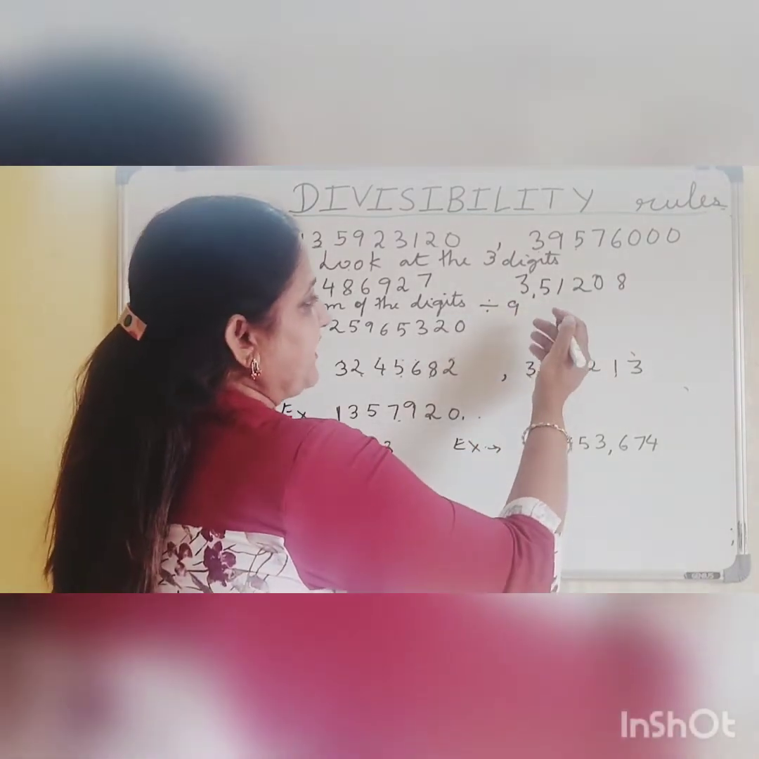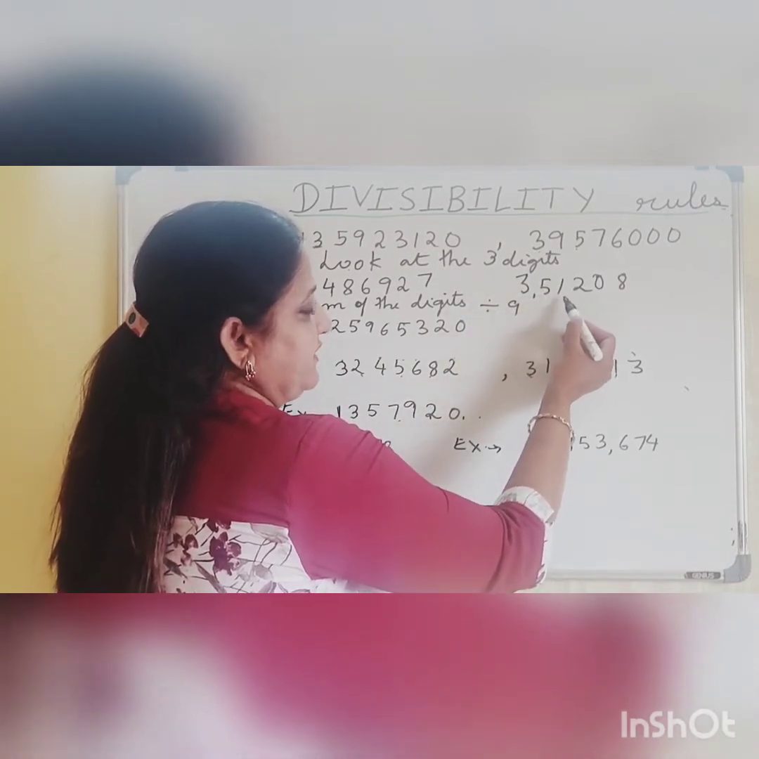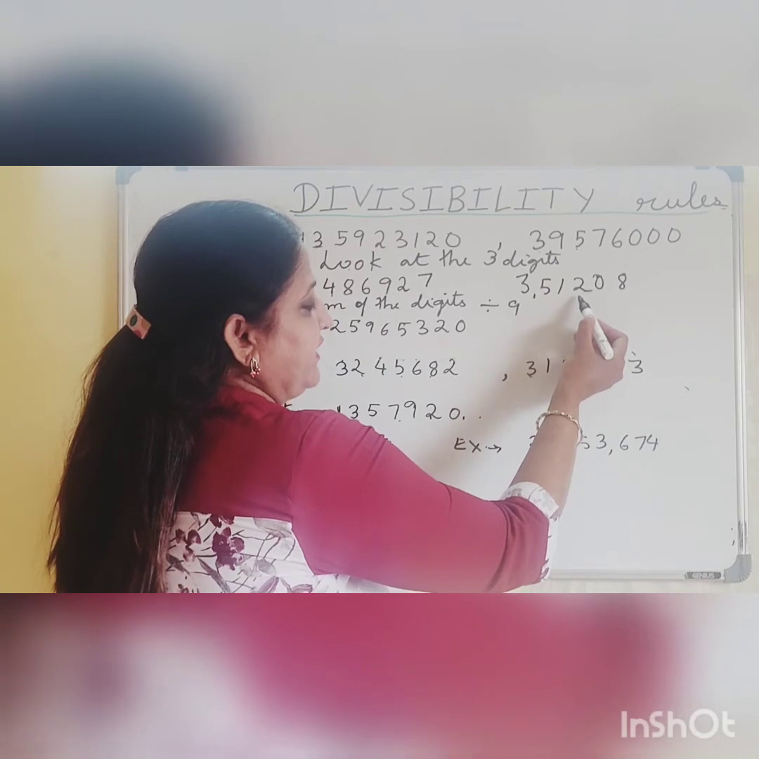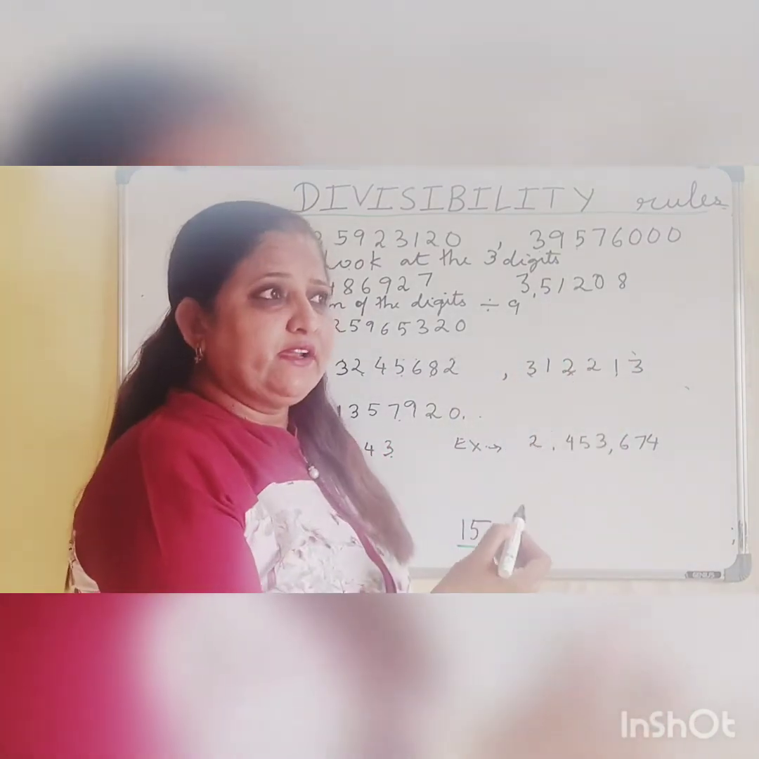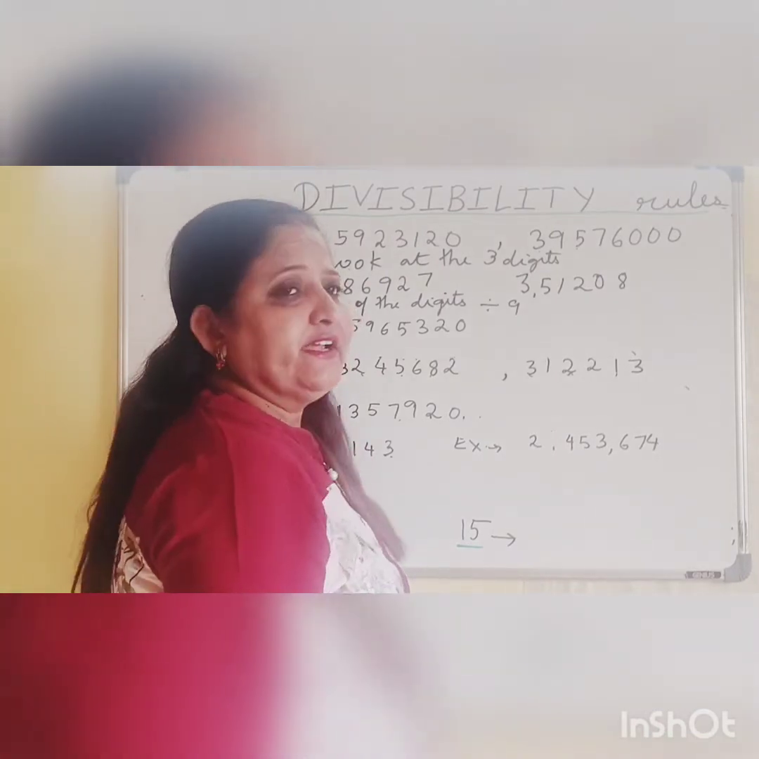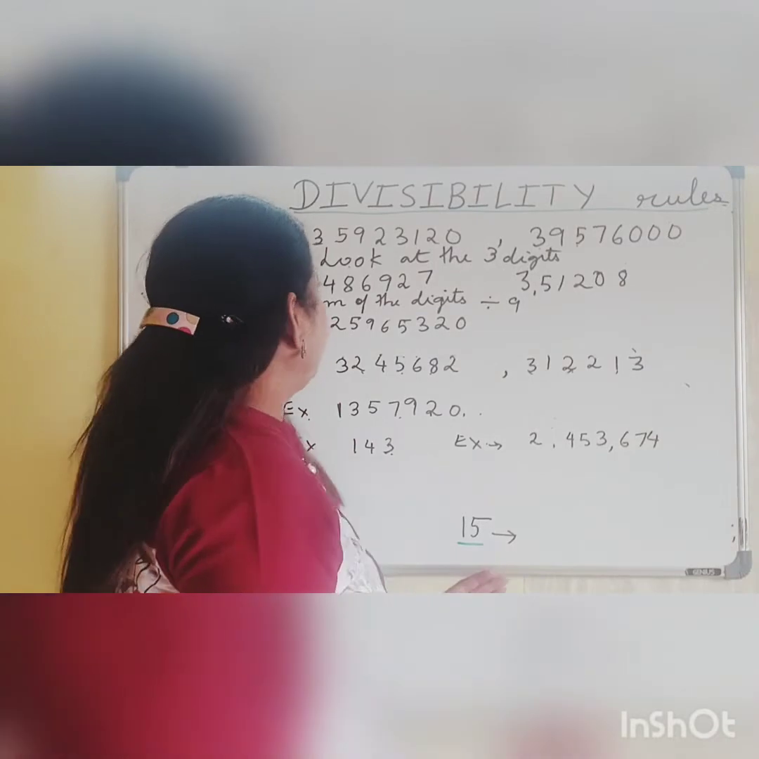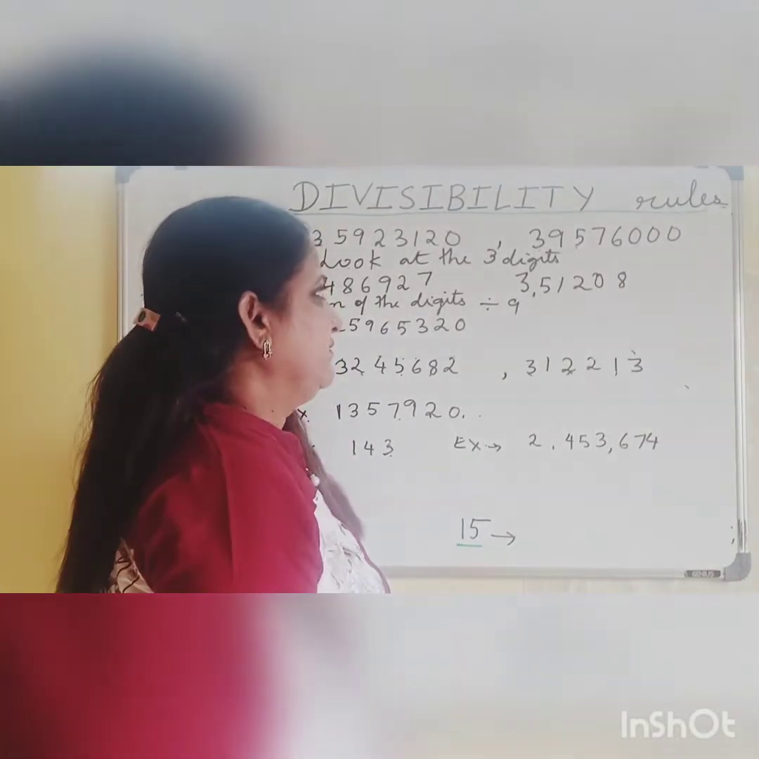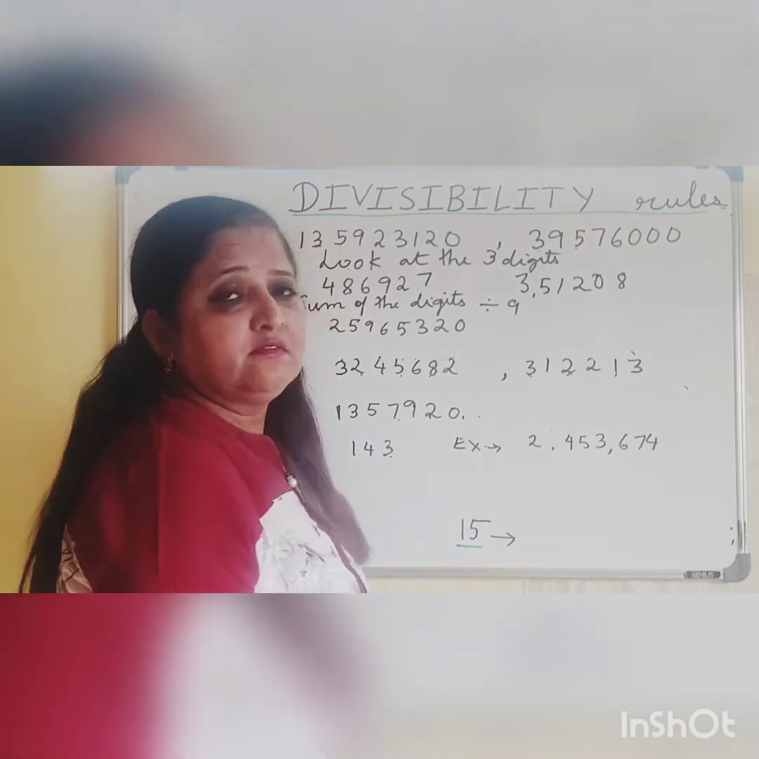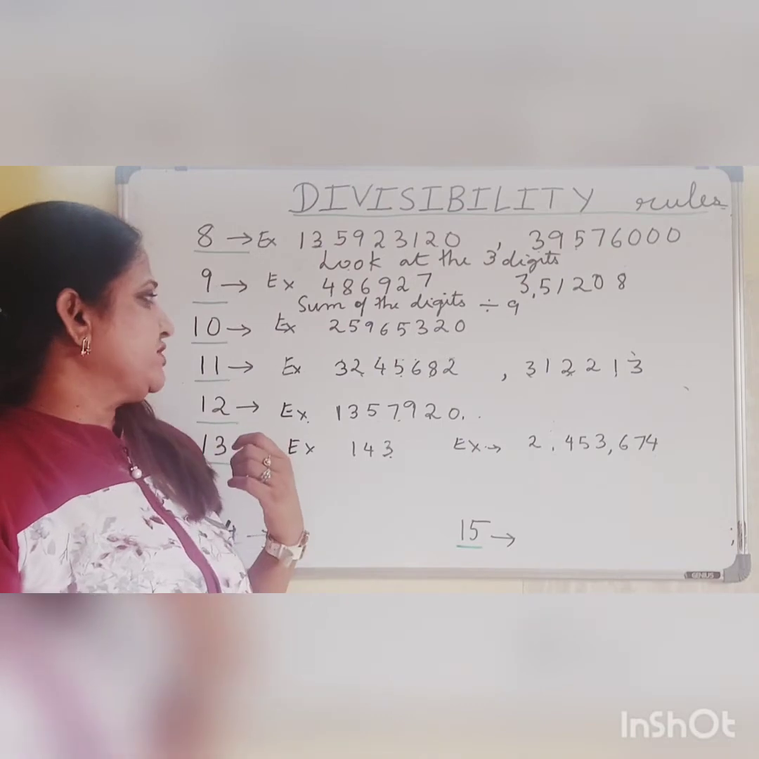One more example has been taken up here. Add up all the digits of this number. 3 plus 5, 8, plus 1, 9. 9 plus 2, 11. 11 plus 0 is 11. And then we have to add 8 to it. So how much do we get? 11 plus 8 gives us 19. 19 is not a multiple of 9. So the whole number will also not be divisible by 9. Clear?